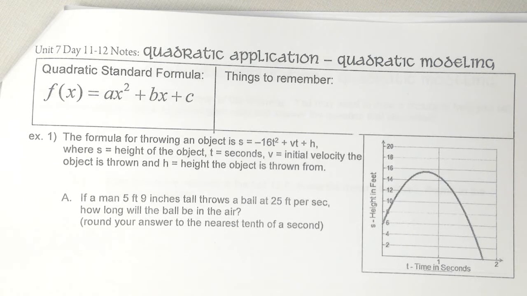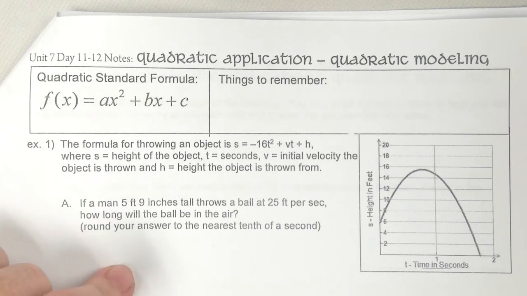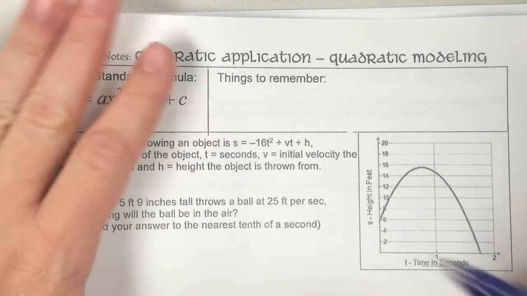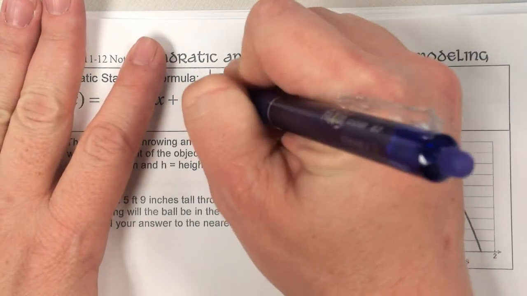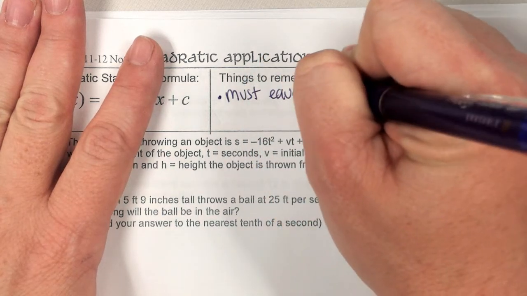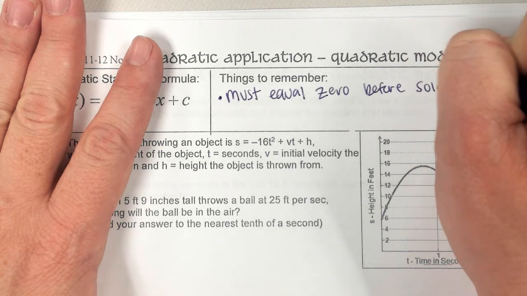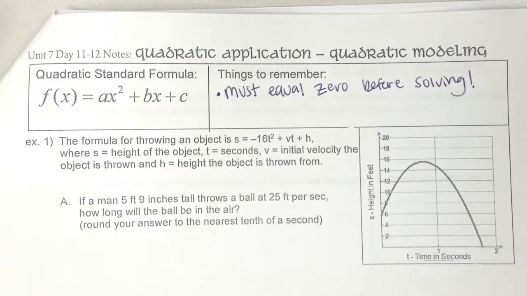Okay, so we're doing quadratic real-world problems. Y'all, the only difference is that there's words and you just have to justify what you're doing. Okay, so things to remember. They must equal 0 before solving. That's the biggest thing to remember.